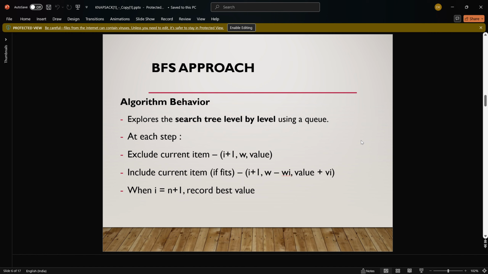BFS. We explore the search tree level by level using a queue. At each step, we exclude the current item, moving to (i plus 1, W, value), or we include it if it fits our criteria. When i equals n plus 1, we record the best value.